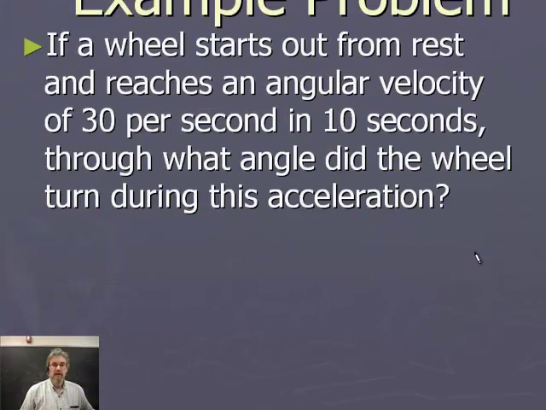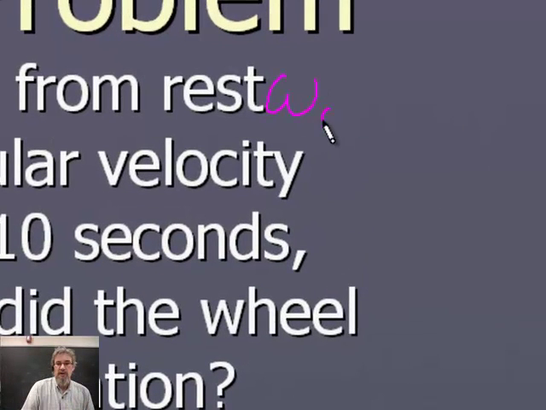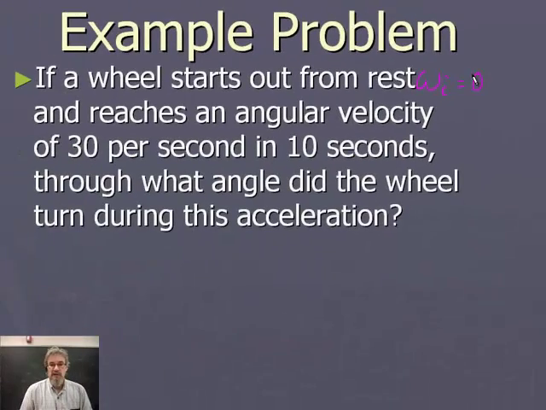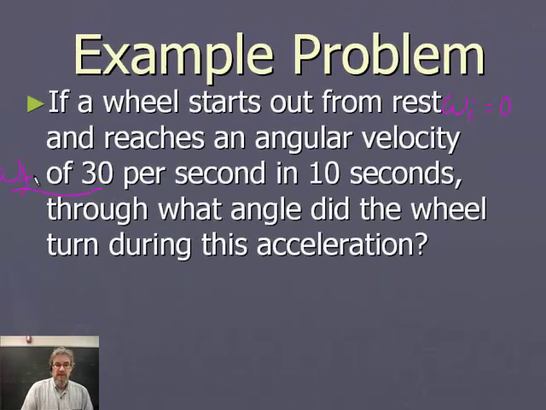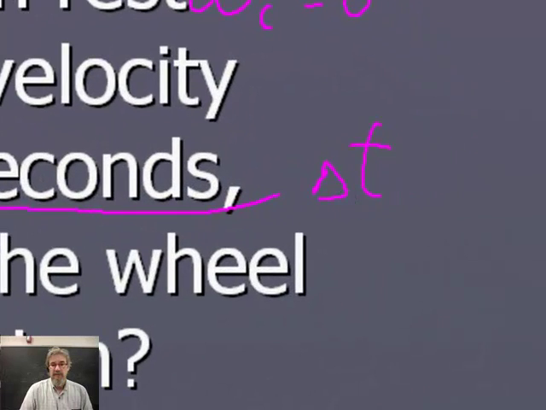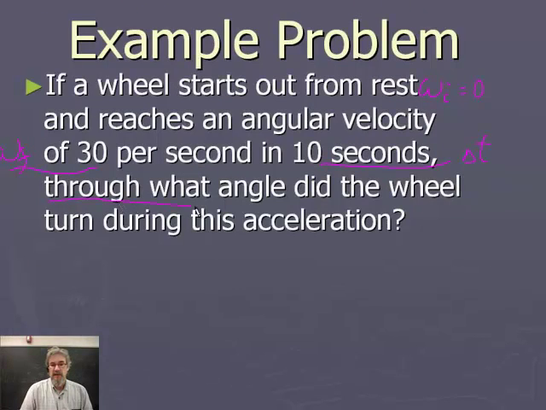Well, here's where you could possibly use some of these analogs to solve a problem. This says a wheel starts out from rest. So starting out from rest, that means initial omega is 0. It reaches an angular velocity of 30 per second in 10 seconds. So this is a final omega. And 10 seconds, that's a delta t. The question is, through what angle did the wheel turn during the acceleration?